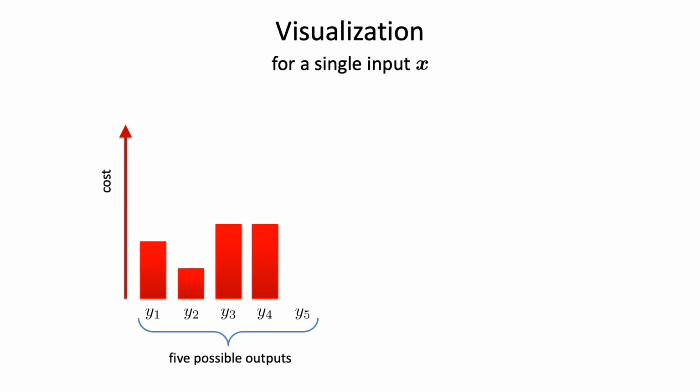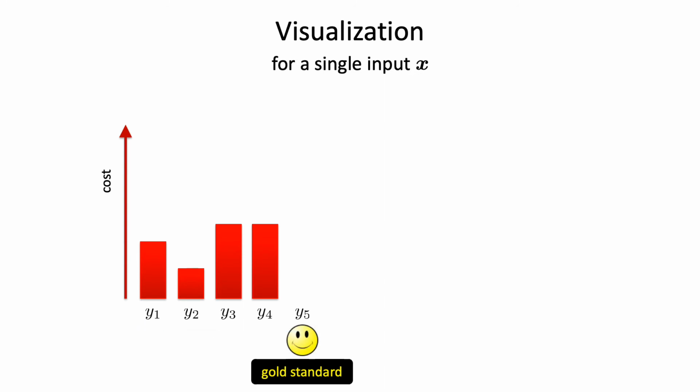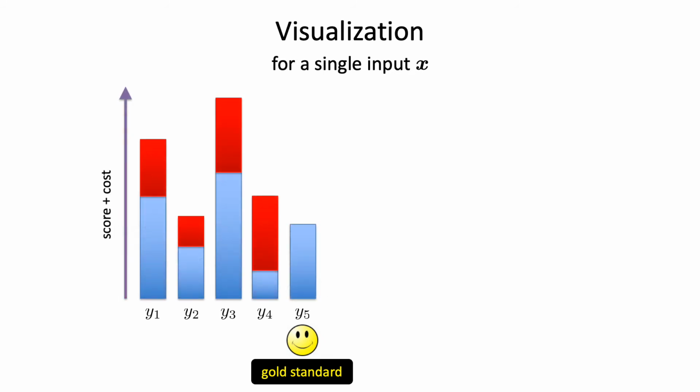We can also visualize the cost of each possible output when paired with the gold standard. The gold standard has cost 0, so it's y5, and the other bars are the costs for those labels when compared to y5. We can also plot score plus cost by stacking the bars.